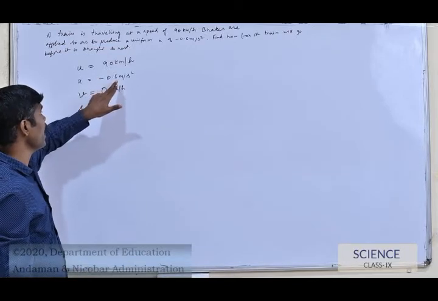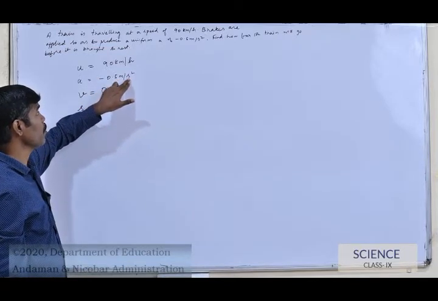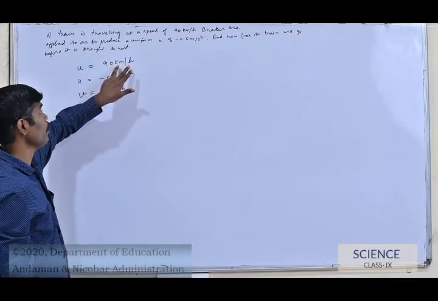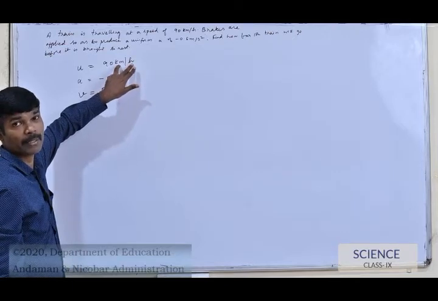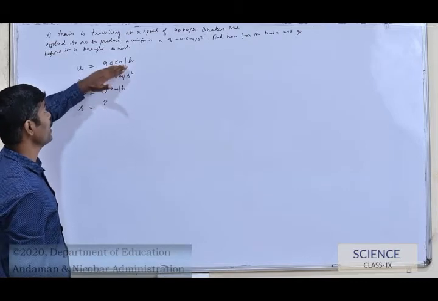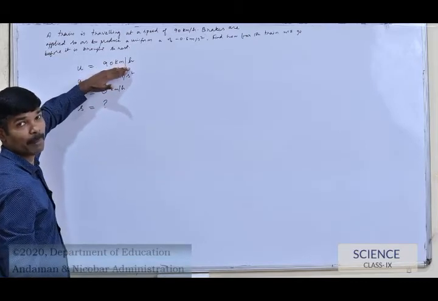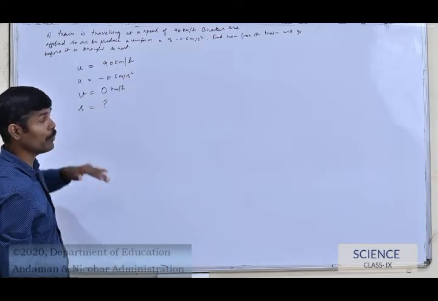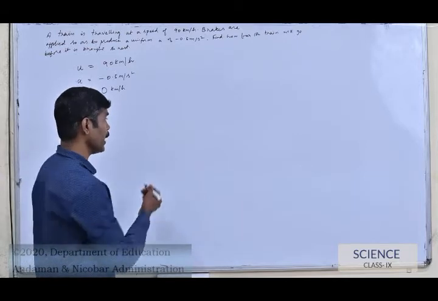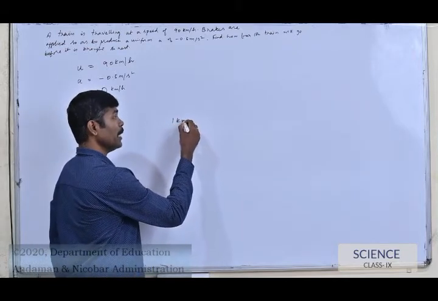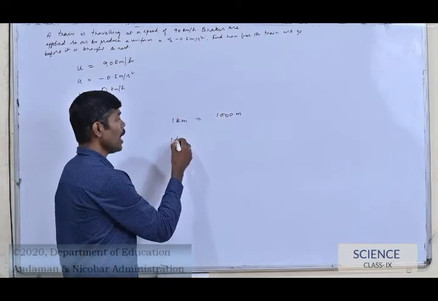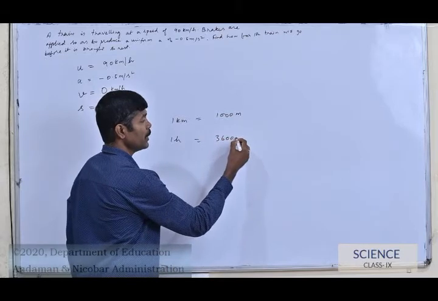Either we have to convert acceleration from meter per second square to kilometer per hour square, or we have to convert this velocity from kilometer per hour to meter per second. So which one will become easy for us? Converting 90 km per hour to meter per second is the easiest one. How can we do this? Separately we will do how to convert kilometer per hour to meter per second. So here 1 kilometer is equal to 1000 meter. Similarly, 1 hour is equal to 3600 seconds.